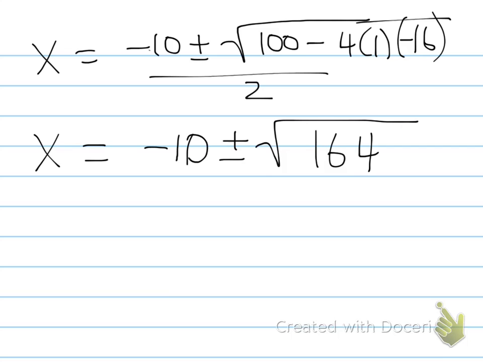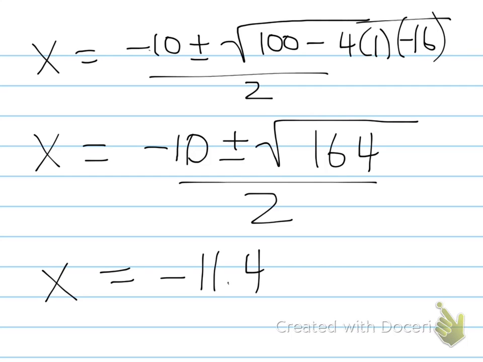164. Those two negatives will go positive. 16 times 4 is 64 plus 100, 164, all over 2. Okay, you're going to want to input that into your calculator, and you'll have two solutions, namely x equal to negative 11.4 and x equal to 1.4.